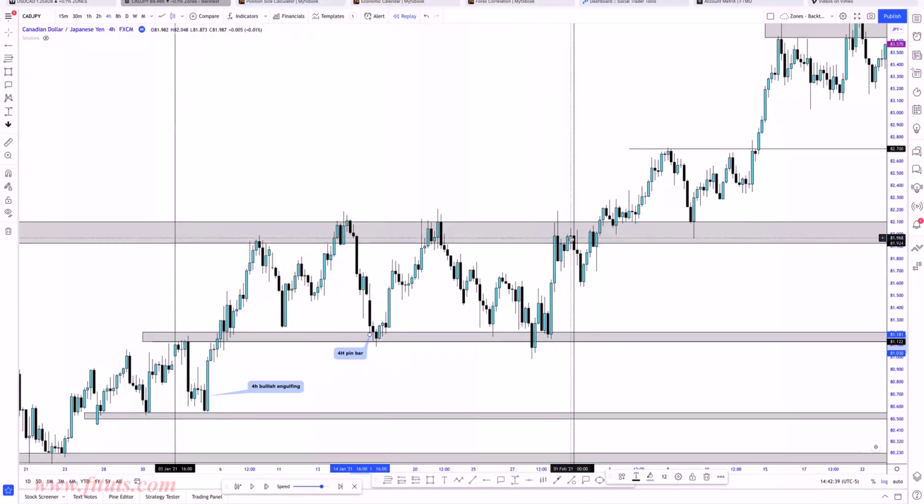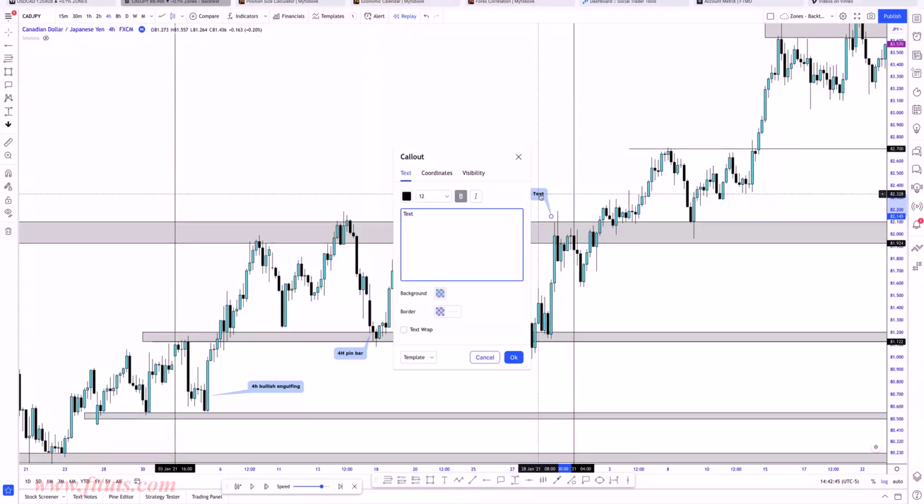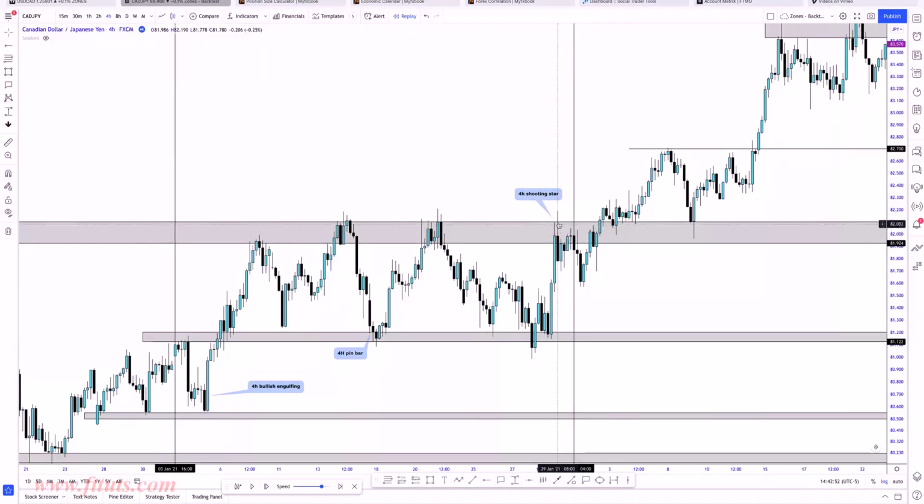Just like a 4-hour shooting star, which would be this one, is a great 4-hour bearish reversal sign. This would be a 4-hour shooting star. It's also a very bearish candle, but is a 4-hour shooting star. Why? Because that really long wick to the upside.